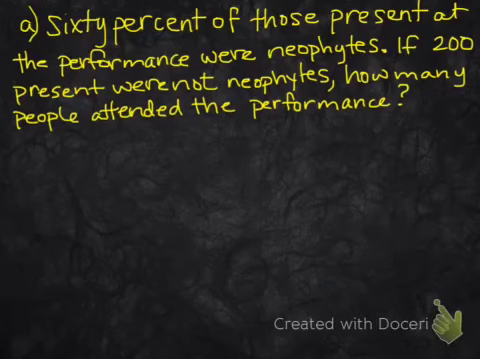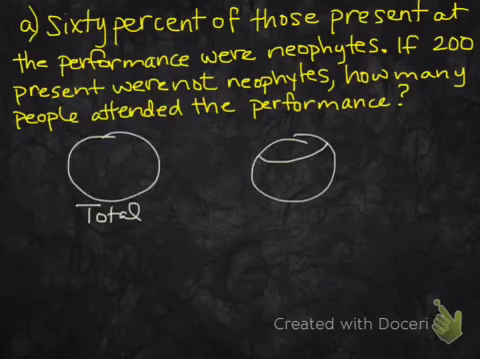60% of those present at the performance were neophytes. If 200 present were not neophytes, how many people attended the performance? So we'll start drawing a picture. And so we know we have one picture that represents the total and one picture that represents the part.